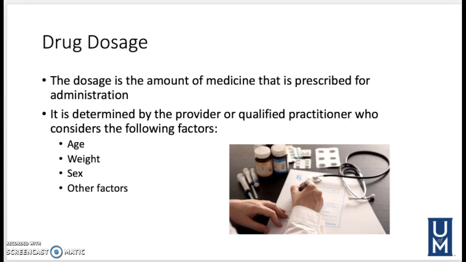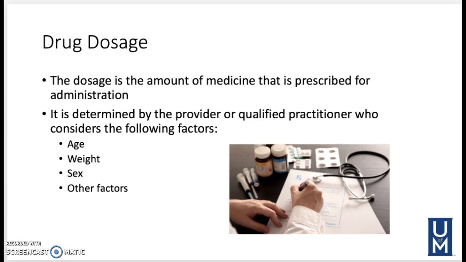It's determined by the provider or the qualified practitioner who considers the following factors. So most drugs are suitable for patients aged 16 to 60. Patients outside of this age range, other things need to be considered before picking a specific dosage. But for our bigger population between 16 and 60, most drugs are going to be suitable at a certain dosage amount.